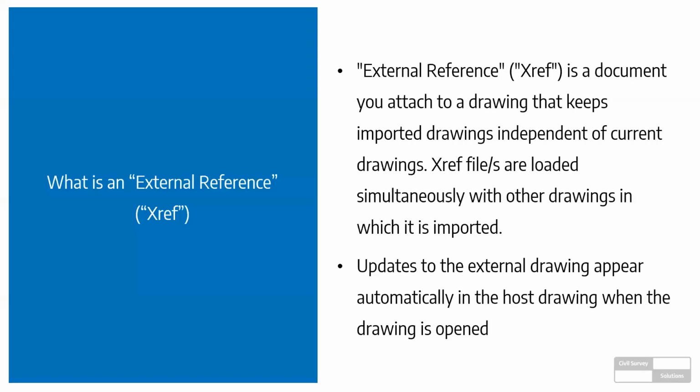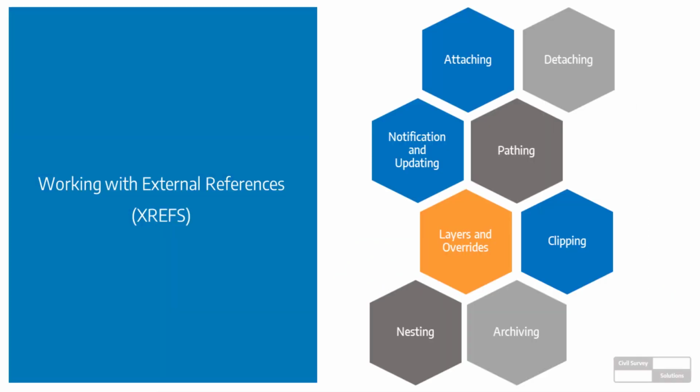So an Xref file is always current, no matter what, until it gets bound into the drawing. When it's bound into the drawing, it just becomes a regular insertion, a regular block in your drawing. So the benefit of an Xref is it's always current, and there's no need to update the reference files or the blocks that you may be bringing in that are attached to the external reference.